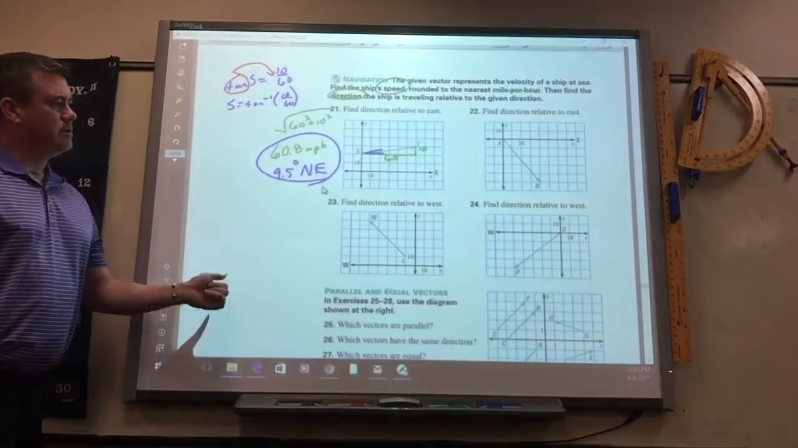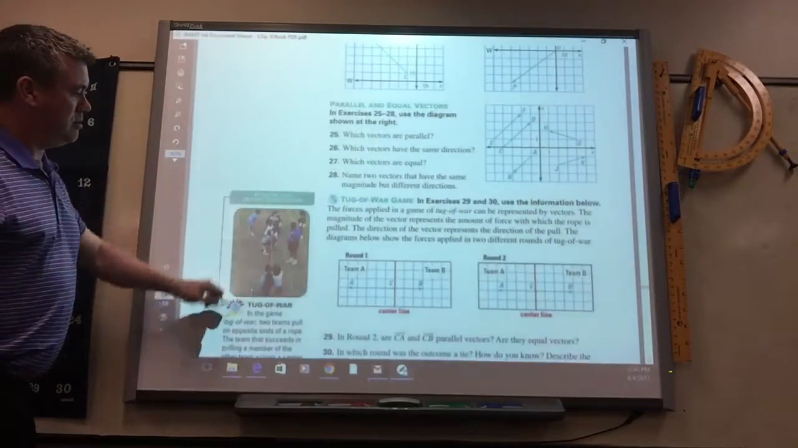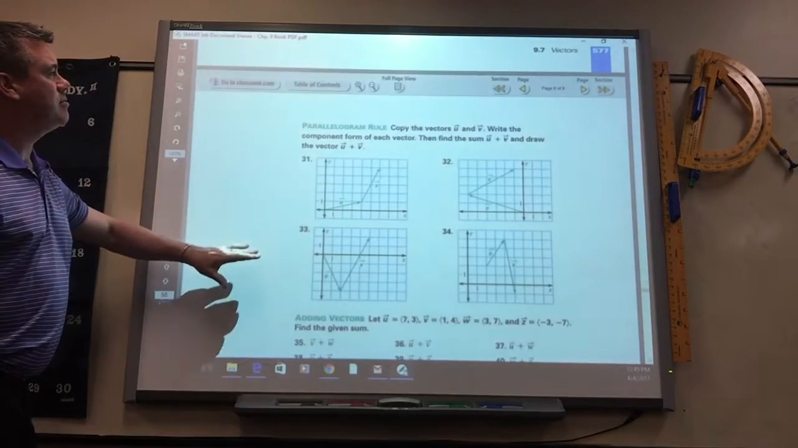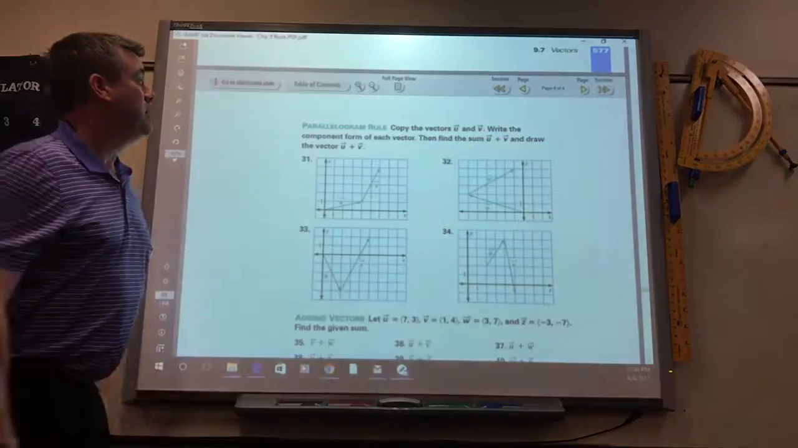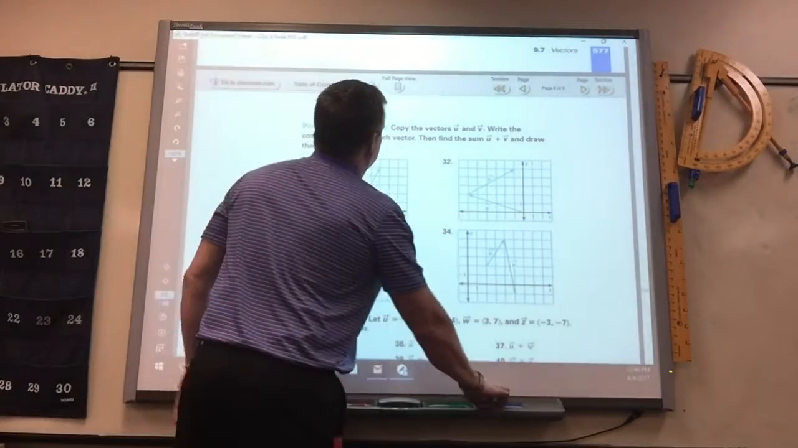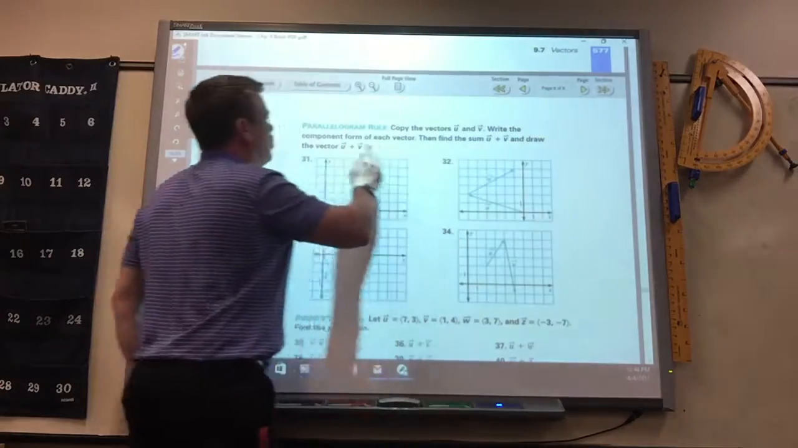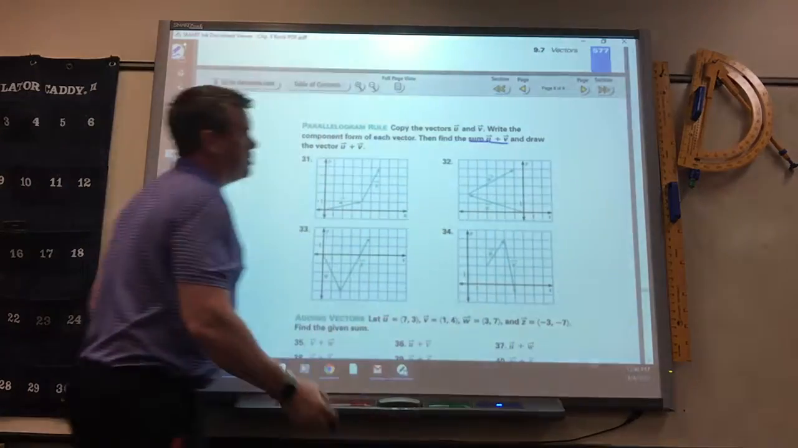Okay, so the next three are done just like that. Let me show you these here. It says the graph, or it says draw it. We don't have to draw it. You're going to find three things. We don't need to copy them. We're going to write the component form of each vector and then find u plus v.